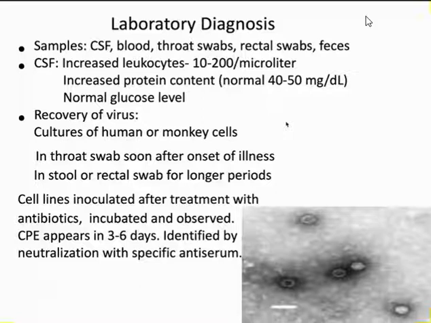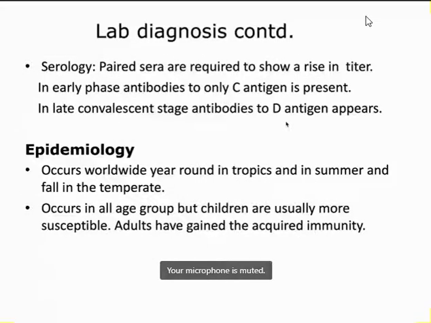Now the most important one is antibody detection. That is the antibody against the C antigen and the D antigen of the poliovirus. If we can detect it in the patient serum, basically in paired sera, and there is an increase in the titer of the antibody, then in those conditions we can say the patient is having polio.